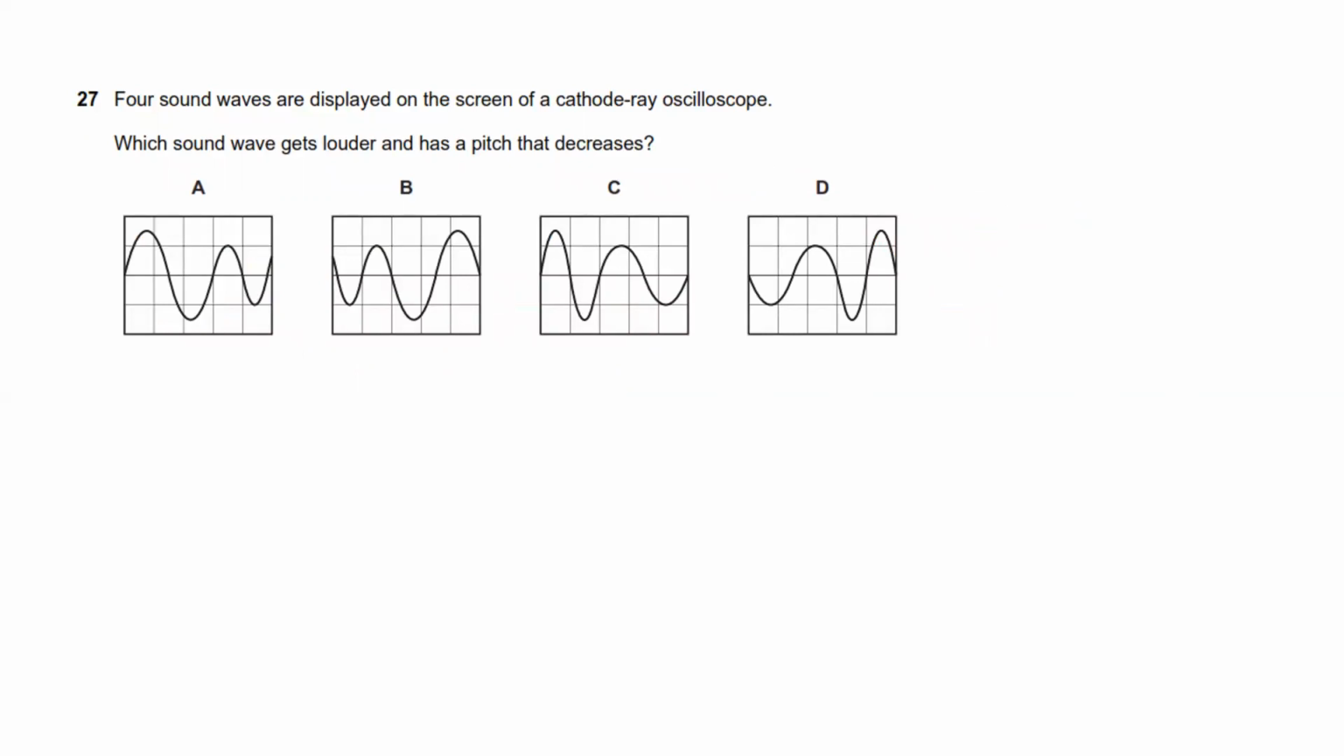It says four sound waves are displayed on the screen of a cathode ray oscilloscope. Which sound gets louder and the pitch decreases? As the sound gets louder, the amplitude should be getting higher. As we see, this is the amplitude, and this is getting higher. So yes, this is amplitude getting higher as the sound progresses, and this is the amplitude that is getting higher as the sound progresses. So these two are the louder sound as it gets loud, and then the pitch decreases.